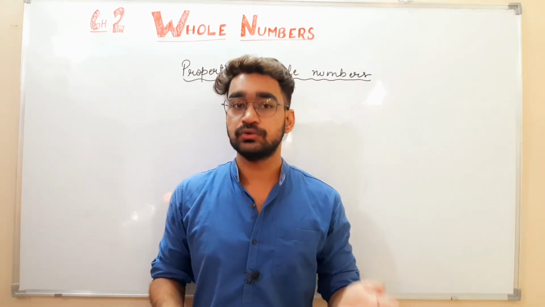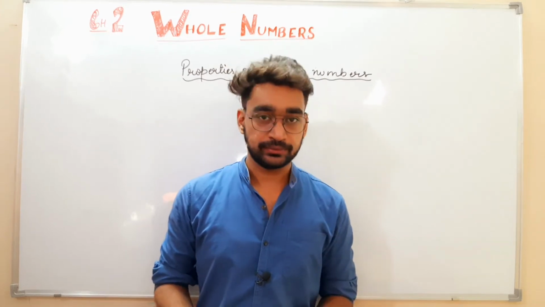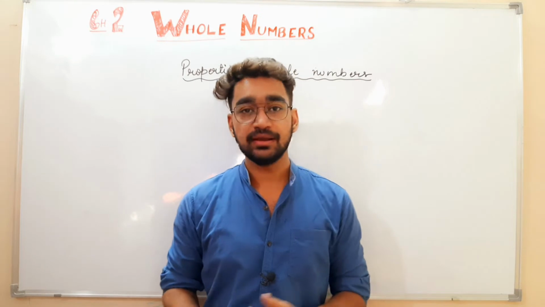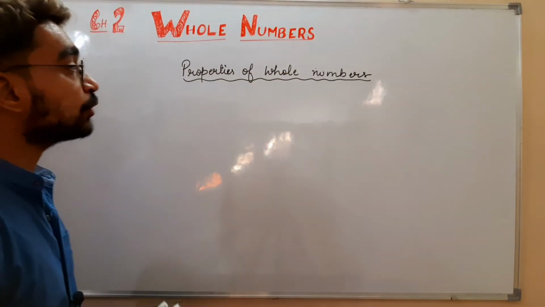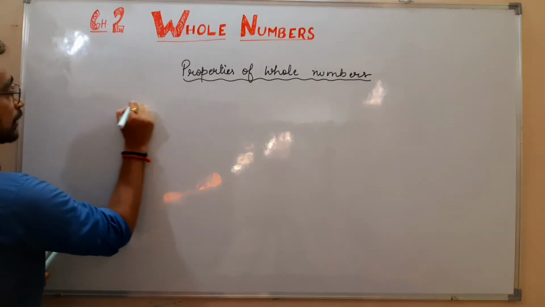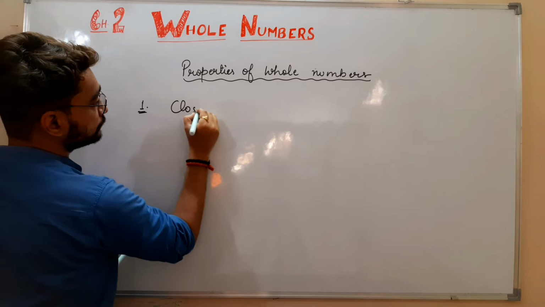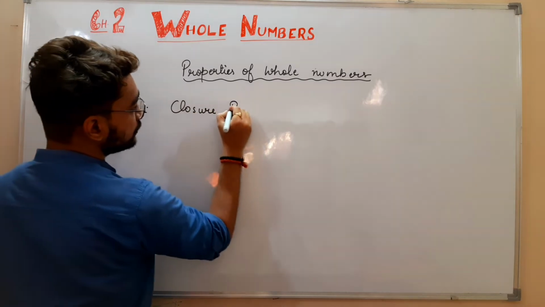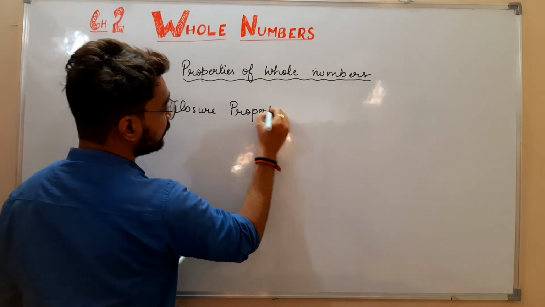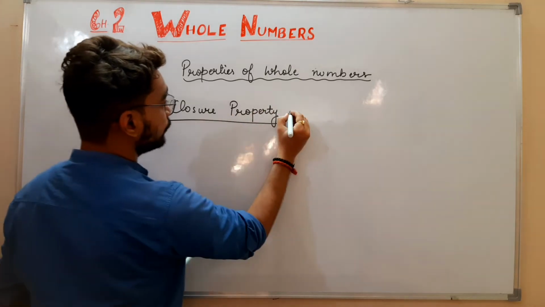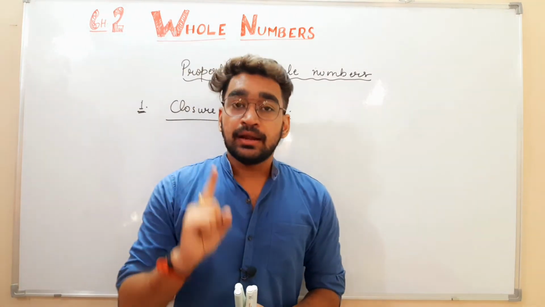We will not solve questions in this video, but in the next video we will start solving exercise 2.1, or maybe I will take a live. So see, the first property of a whole number is the closure property. Closure property.